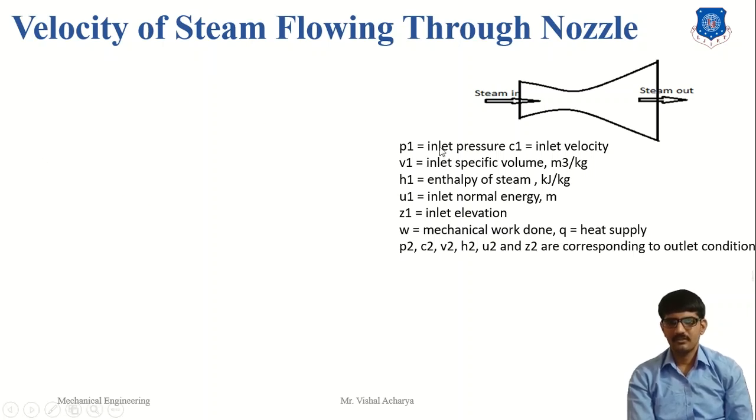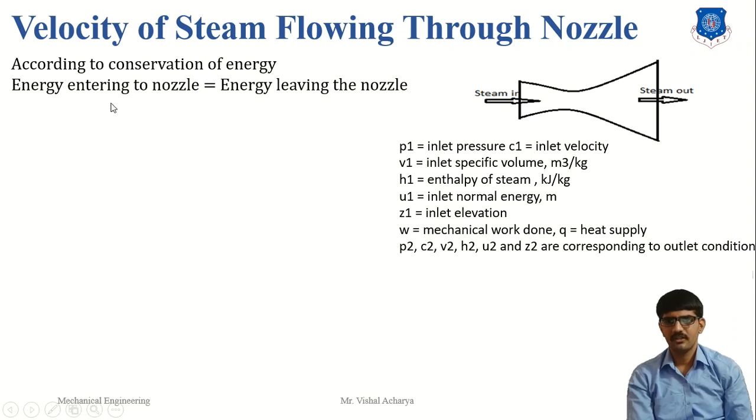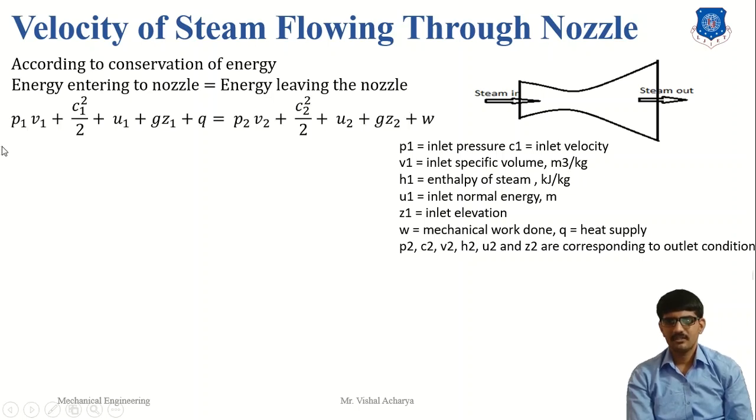First, the continuity equation or the energy conservation equation. According to conservation of energy, between the inlet condition and the outlet condition, energy is constant. So the energy entering the nozzle is equal to the energy leaving the nozzle. Here we apply it: P1 V1 is the flow energy, C1 square by 2 is the kinetic energy, U1 is the internal energy, gZ1 is the potential energy, and Q is the heat supplied.